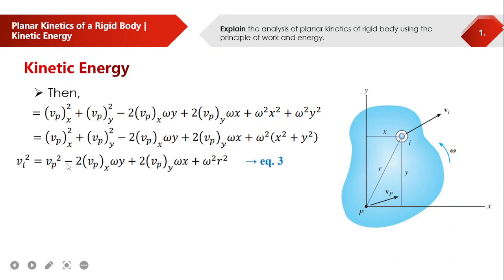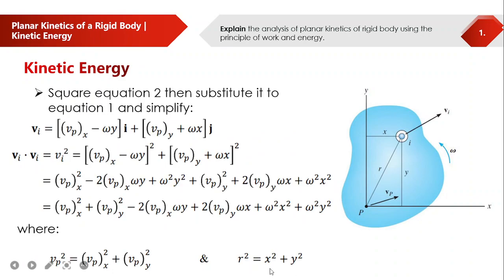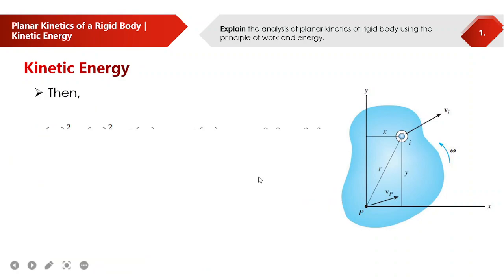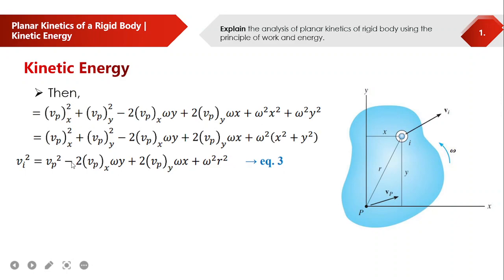So, substitute lang natin, no? So, that will be, itong dalawang terms na to, magiging v sub p squared minus 2 times v sub p. Copy lang natin ito. Itong dalawang terms ito, that will be negative and positive. Plus, naging r squared na to, di ba? Kasi sinabi natin kanina na r squared is equals to x squared plus y squared. So, magiging r squared na lang siya, no? So, that will be your equation 3. Ayan. So, v sub i squared is equals to v sub p squared minus 2 times v sub p sub x omega y plus 2 times v sub p sub y omega x plus omega squared times r squared.